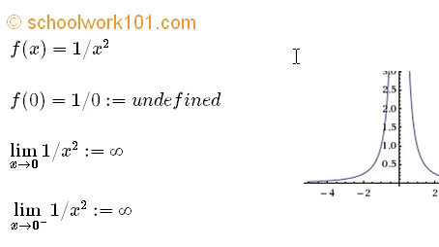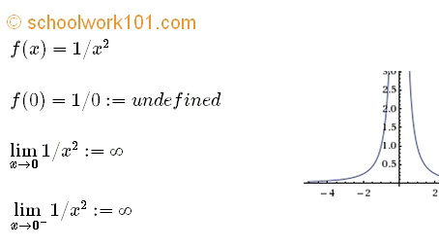All right, we are looking at infinite limits. So here's another example. We have f of x is equal to 1 over x squared. Now I'm going to take 0, plug it into the function, and then I end up getting 1 over 0, which is undefined. So that doesn't really tell us anything about what's going on with this graph.